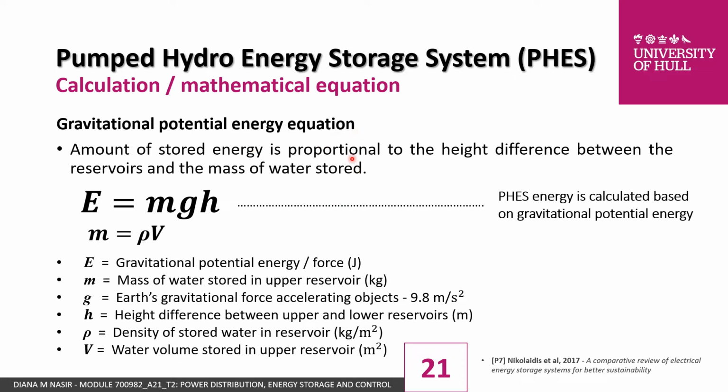Remember that whenever we want to store energy, definitely we have to pump the water up to the upper reservoir. So the amount of stored energy is proportional to the height difference between the reservoirs and the mass of the water stored. So E is the gravitational potential energy in joules, and m is the mass of the water stored in the upper reservoir in kg, and g definitely is Earth's gravitational acceleration, and h will be the height difference between the upper reservoir and the lower reservoir. And then to calculate m, it should be equal to rho times V. The rho will be the density of the stored water in the reservoir, and V will be the water volume stored in the upper reservoir.